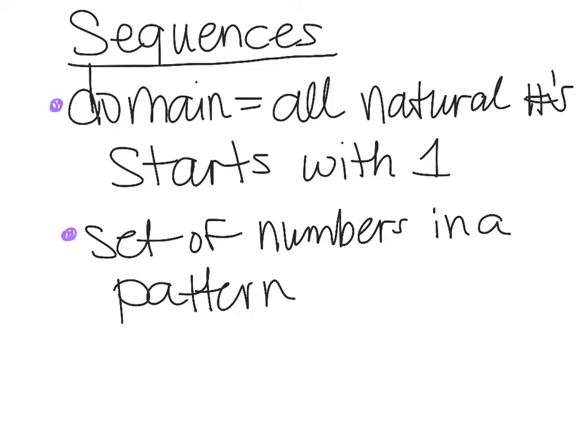Sequences, the general information is that you have a domain. Domain is still like our x values. So if you need to, you can remember it as your x values. The only difference with this domain is that you start with all natural numbers starting with 1, and all natural numbers are whole numbers. If you think about it, when we count, we don't count 0, 1, 2, 3, 4, 5. What we do is we count 1, 2, 3, 4, 5.